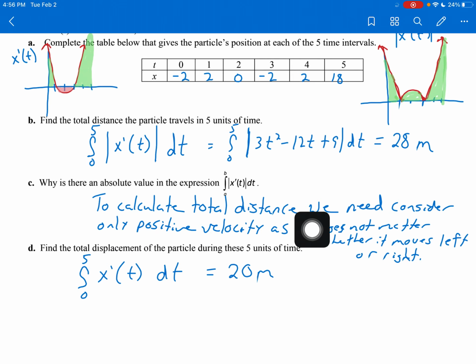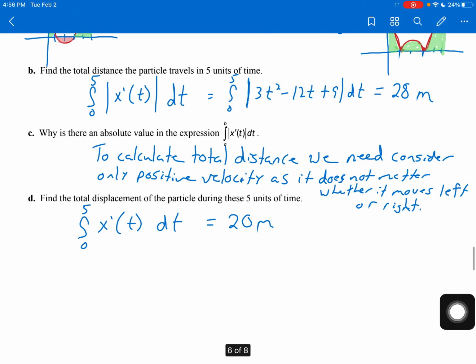So my answer to that would be, to calculate total distance, we need to consider only positive velocity. We don't care if it's moving to the left, right? It doesn't matter whether it's moving right or left. If we're doing total distance, it doesn't matter which direction, we're just adding up those numbers, and that's what this is going to represent. So it just makes everything positive.